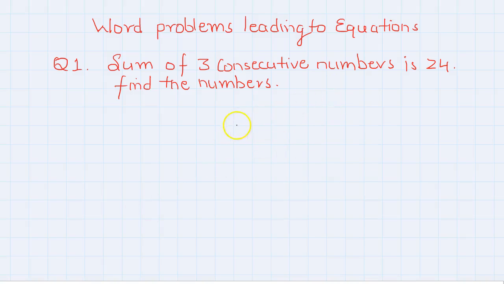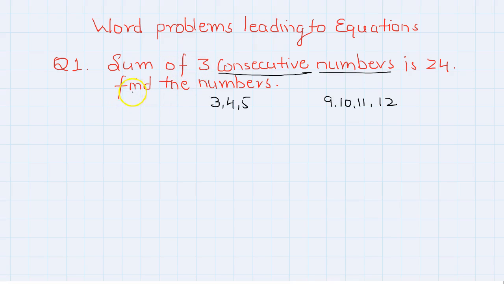Hello everybody, welcome back. Today we are going to discuss word problems leading to equations. Our first example today is: the sum of three consecutive numbers is 24. Find the numbers. Consecutive numbers are numbers which come together. For example, 3, 4, 5 are three consecutive numbers. 9, 10, 11, 12 are four consecutive numbers, and so on.